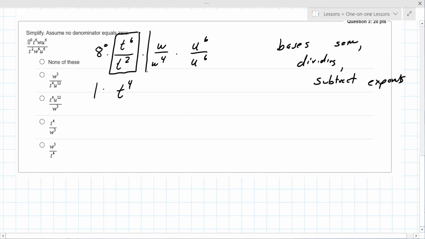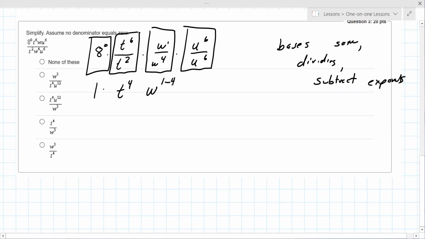Right. So it's like 4 separate parts of a question. You already did the first 2. So now the next one is w to the 1 minus 4 power, which is -3. So it's t to the 4th, w to the -3. Then this is u to the 6 minus 6 power. What is that? 0. Okay, so u to the 0. What is u to the 0? 1. So this is 1.